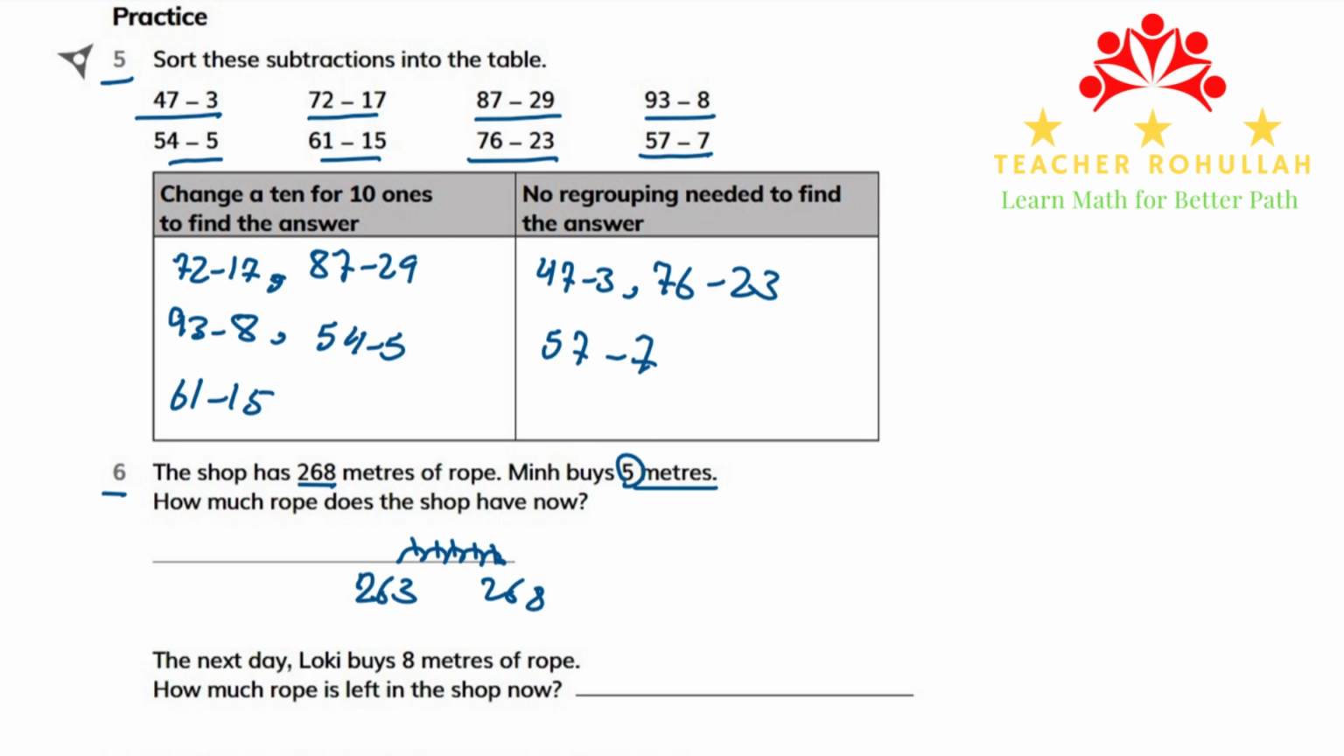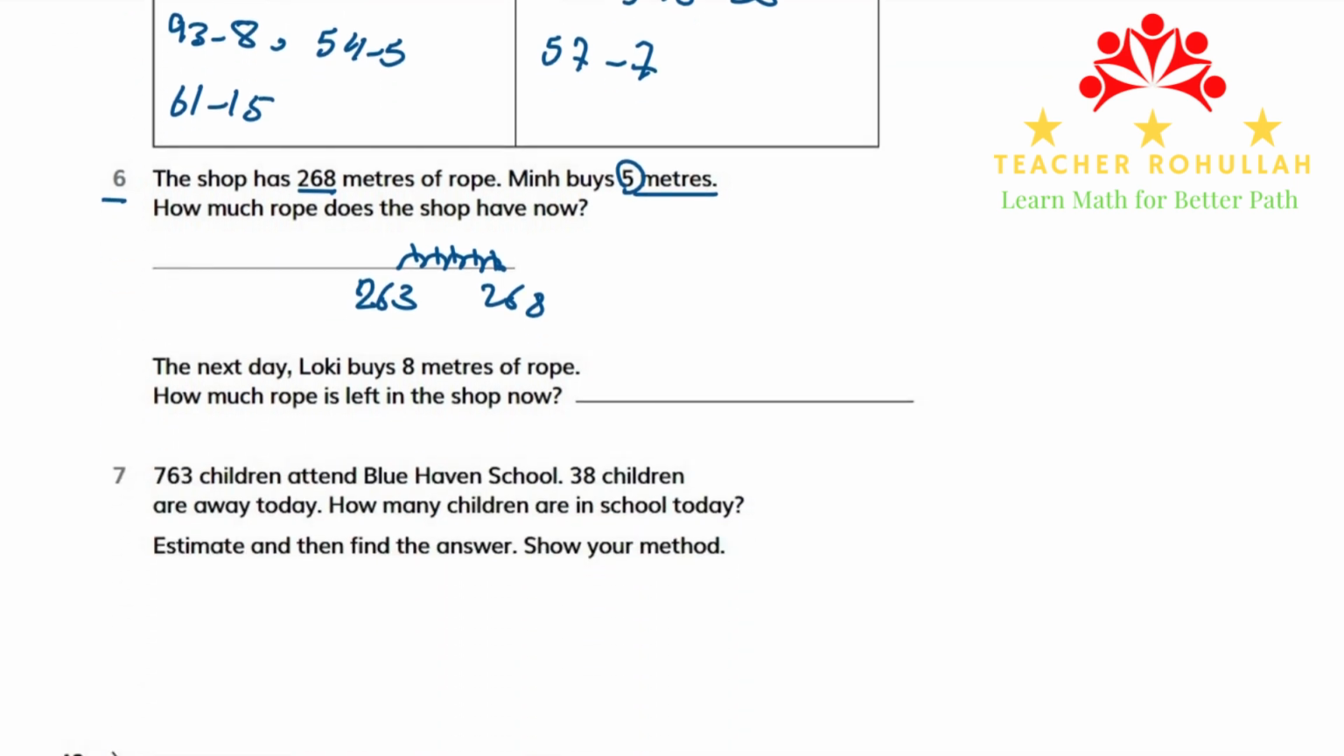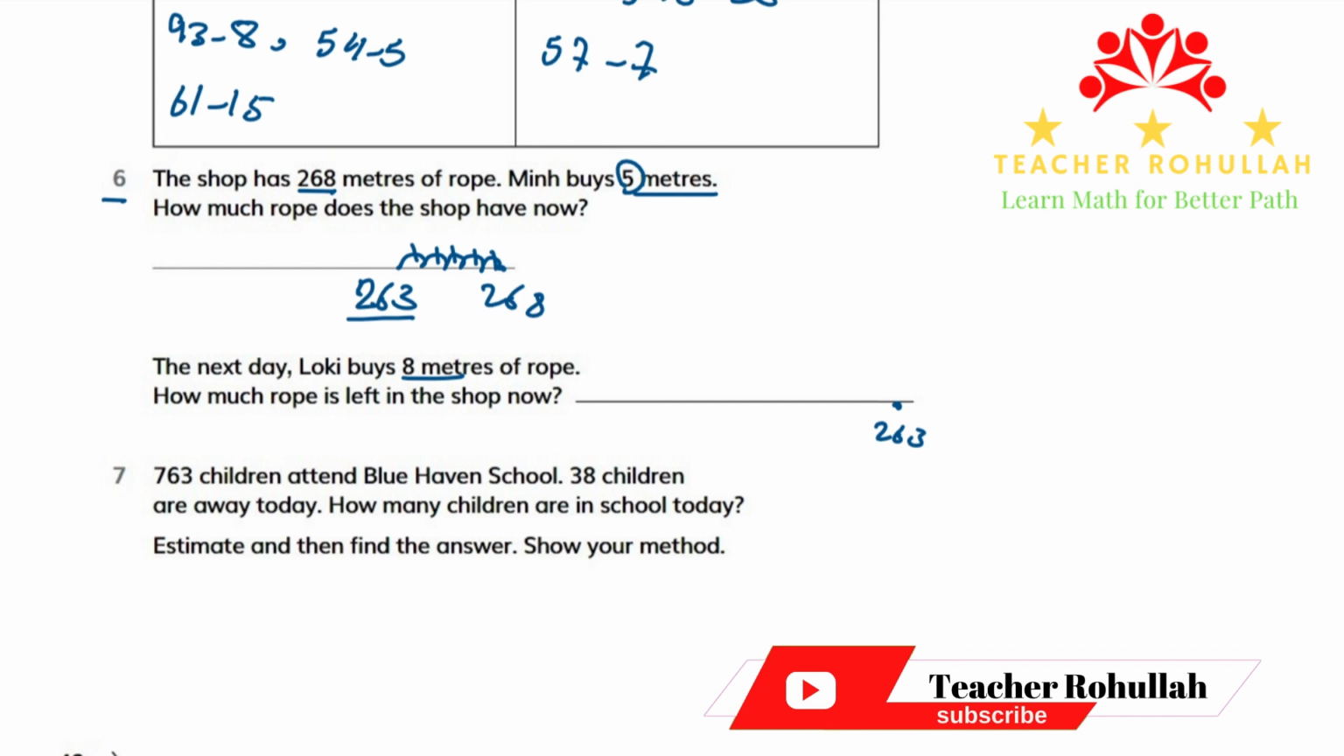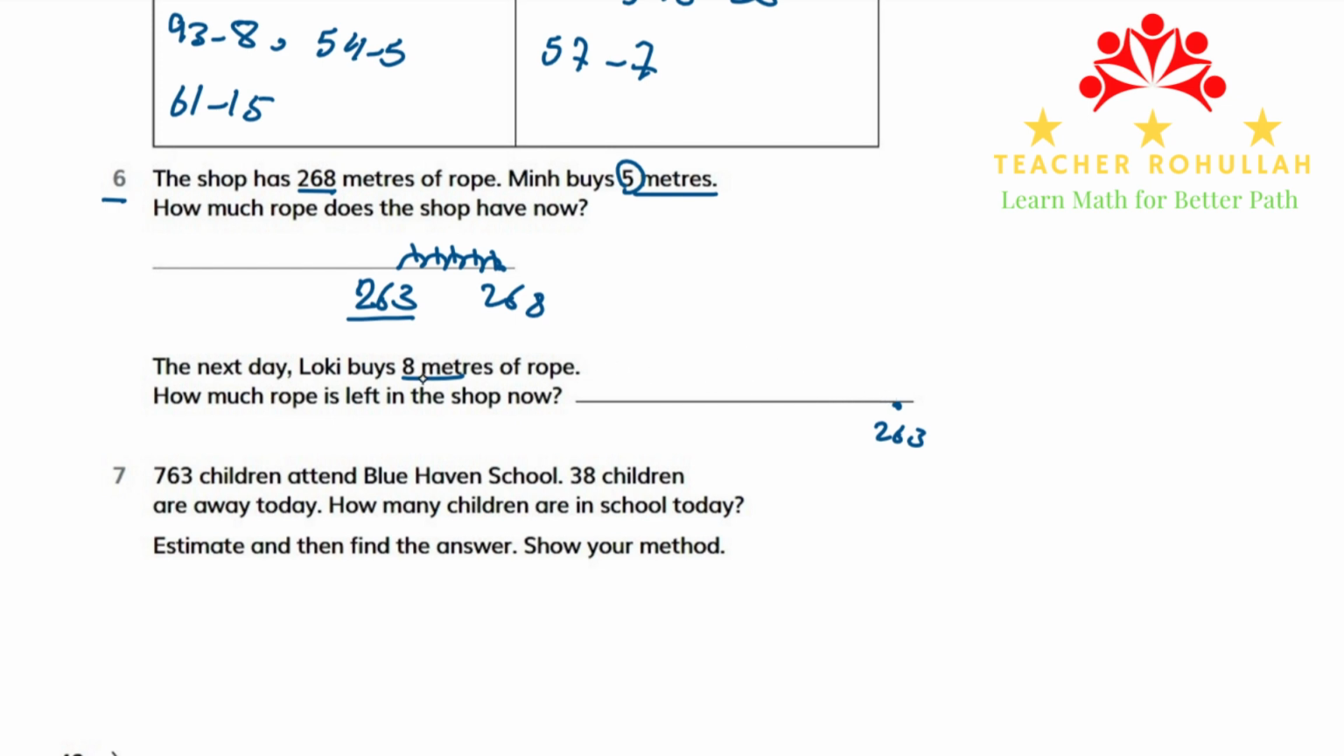In the second part of this question, let me scroll down. Okay. In the second part of this question, it says, the next day, Lucky buys 8 meters of rope. How much rope is left in the shop now? So from yesterday, there were 263 meters of rope. So I will assume 263 meters are left in the shop. And we count back 8 meters or 8 numbers. Let's do this way. 1, 2, 3, 4, 5, 6, 7, 8.